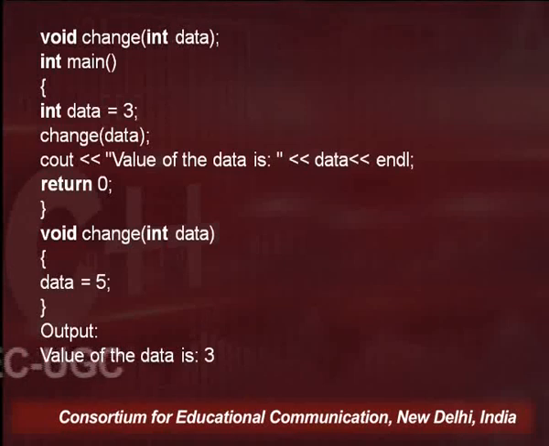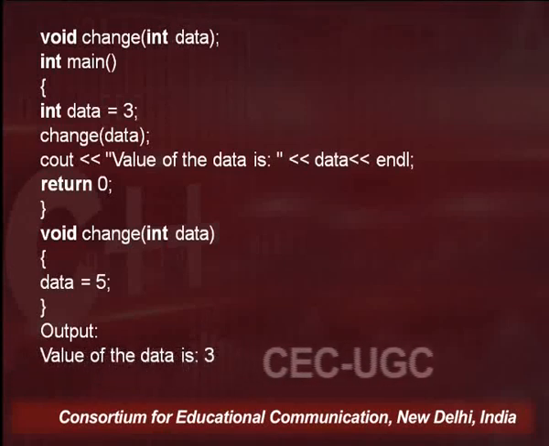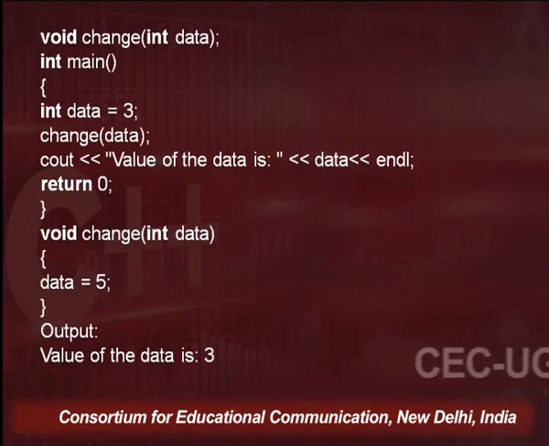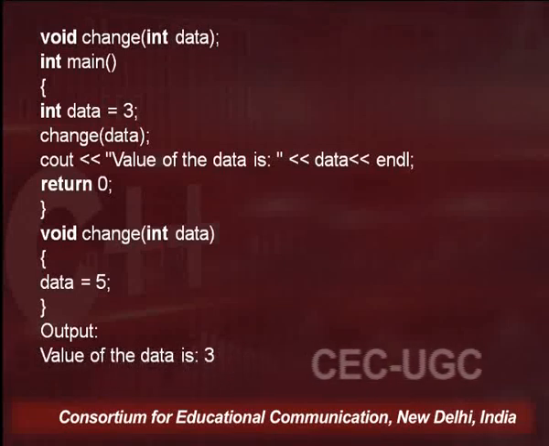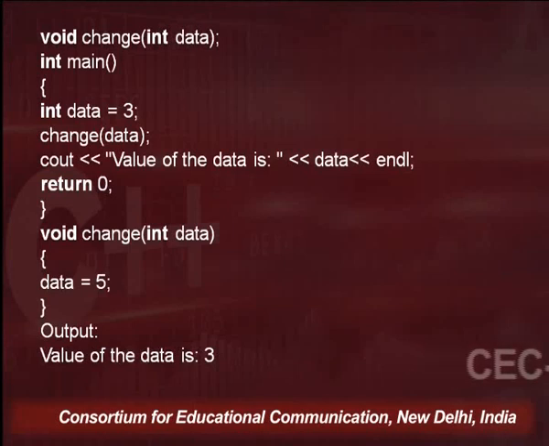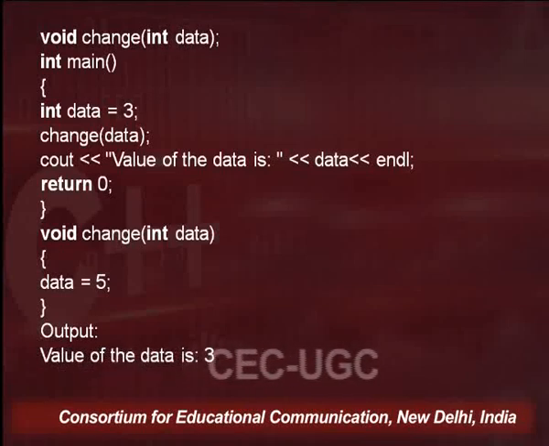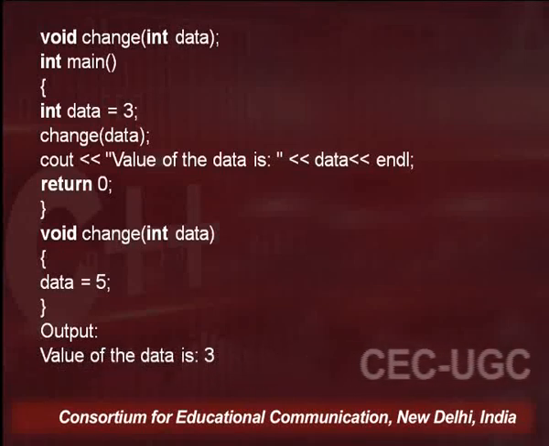So it says cout value of data. Now which data is it referring to here inside the main? It is referring to its original data. Its value is still 3, it has not been changed. The value which is being changed is of the data which is inside that change function. So as output, value of data is 3. This is what you are going to get, and then your function ends.